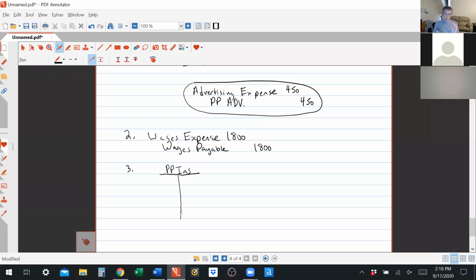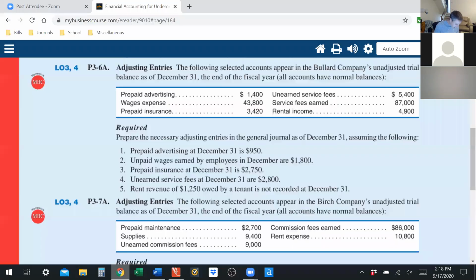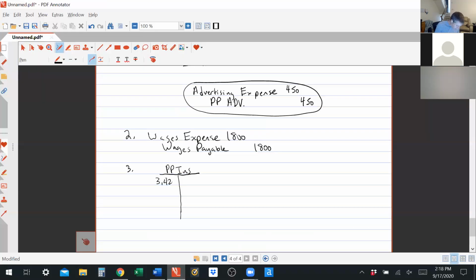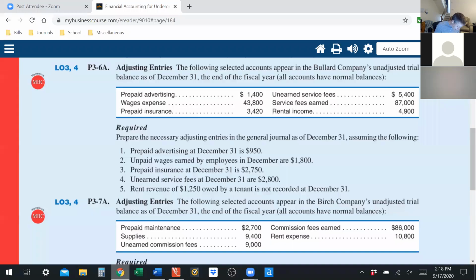And then when time goes by and we're insured over that period of time, then we've derived the benefit from being insured. Now it's time to debit insurance expense, credit prepaid insurance. The question is for how much? So prepaid insurance was a balance of $3,420 before any adjustment. It says after adjustment, or it doesn't say that, but that's the implication. The $3,420 is the balance on December 31st.